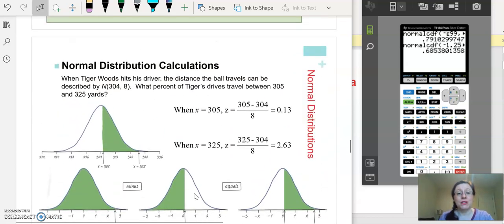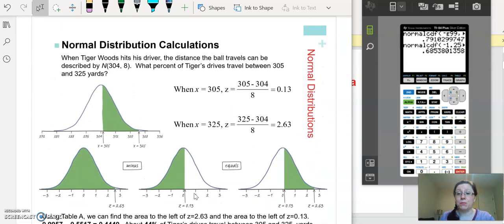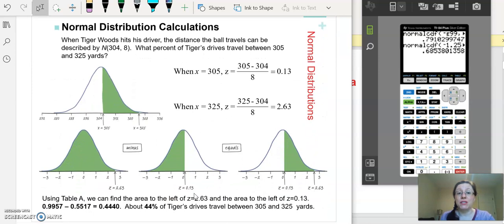So here's an example. It's a Tiger Woods problem. It says, when Tiger Woods hits his driver, the distance the ball travels can be described by a normal distribution with a mean of 304, standard deviation of 8. What percent of Tiger's drives travel between 305 and 325 yards? So first thing we would do is standardize these values, right? We're looking for between. So if you're using a table, you'd be looking at both z-scores and you would be subtracting them.